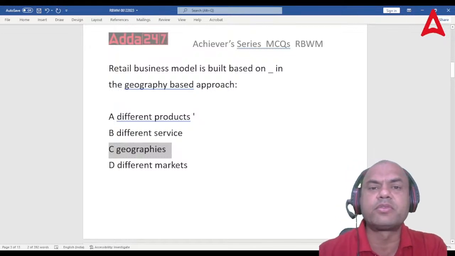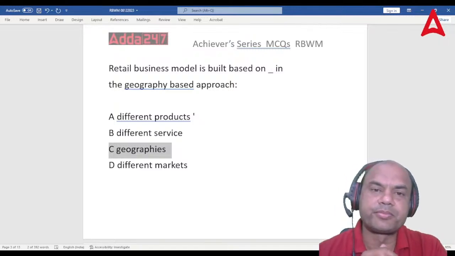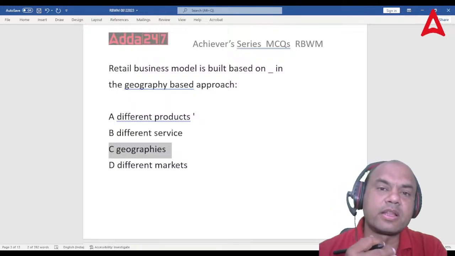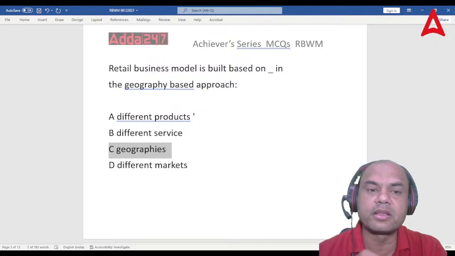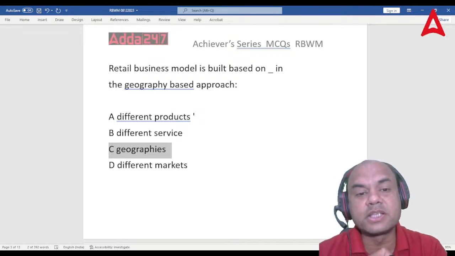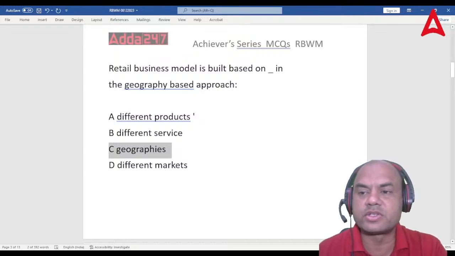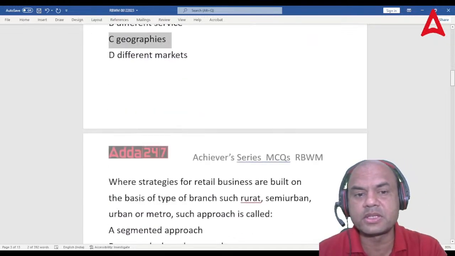Because what happens if you start from the middle, you won't get the grip. Some topics we cover in this class, some topics in another class. If something important comes up, then we cover it wherever we can. So you have to follow the complete series. The answer over here is geographies. Retail business model is based on geographies in geography based approach.